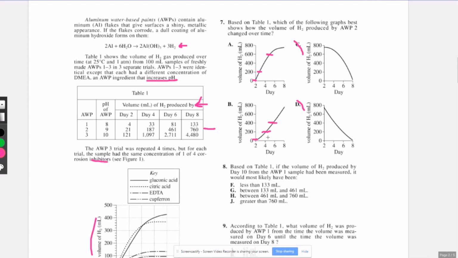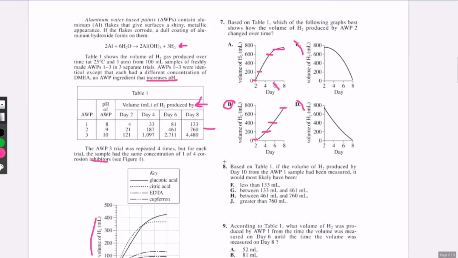That's like 461. Day 8 now has 760. So yeah, this is 760, and this is as well. The difference is going to be this value here. So we don't like the 6 here, so we're going to go with B. That one most clearly graphs each value. Right? It could probably be better, but that's fine.